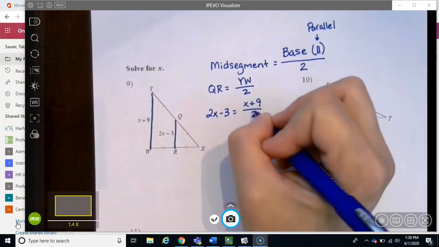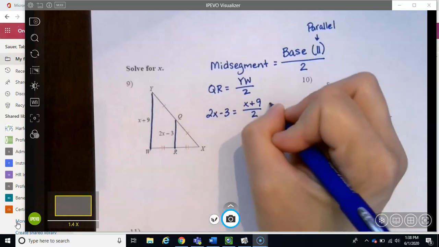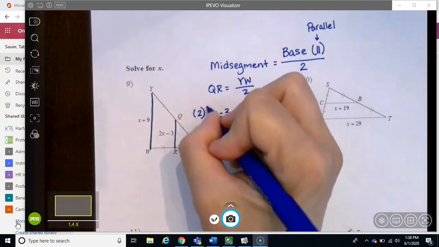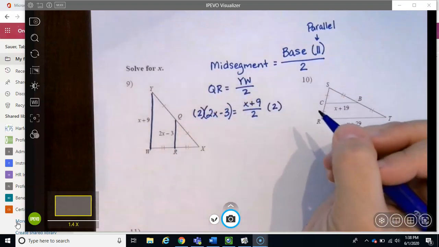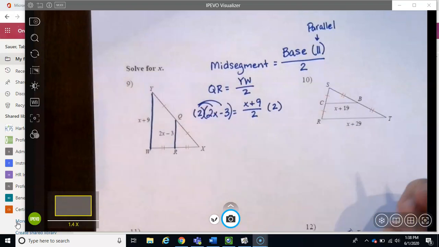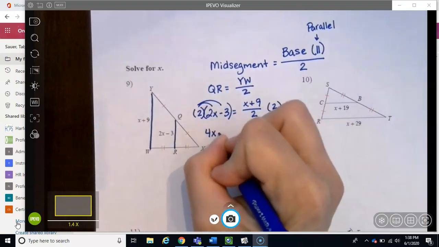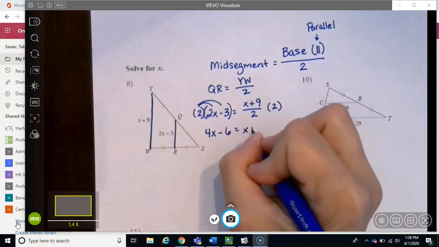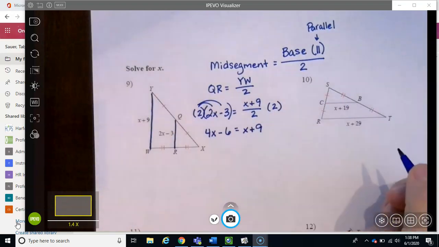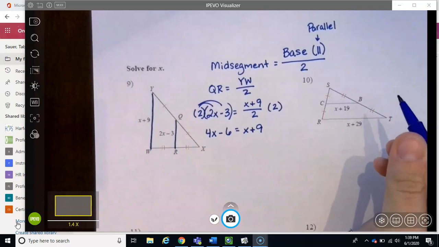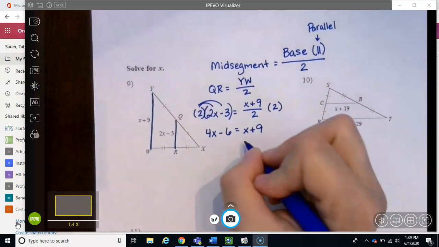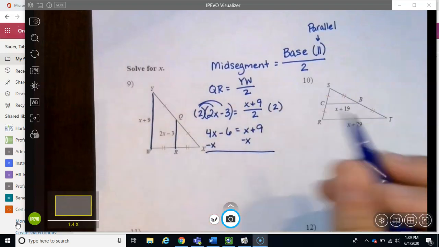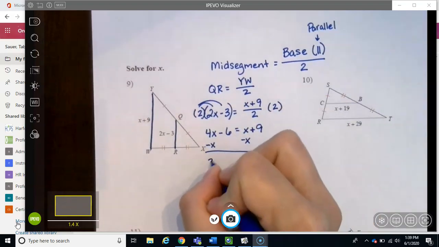I want to get rid of that denominator, so I'm going to multiply both sides by 2. When you multiply both sides by 2, you need to take that 2 times both terms over here. So we're going to have to distribute that. So it gives us 4x minus 6 is equal to x plus 9, because these two cancel each other out. And then from there, you want to get all your x's on one side. I'm going to go ahead and get them on the left side, so I'm going to subtract the x on the right. Whatever I do to one side, I got to do to the other.